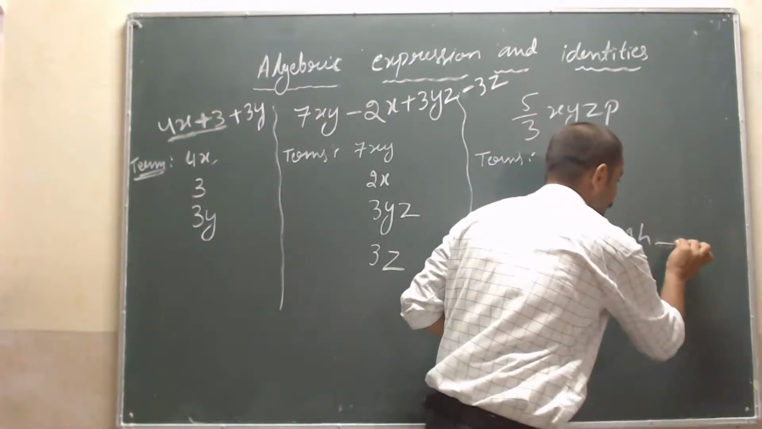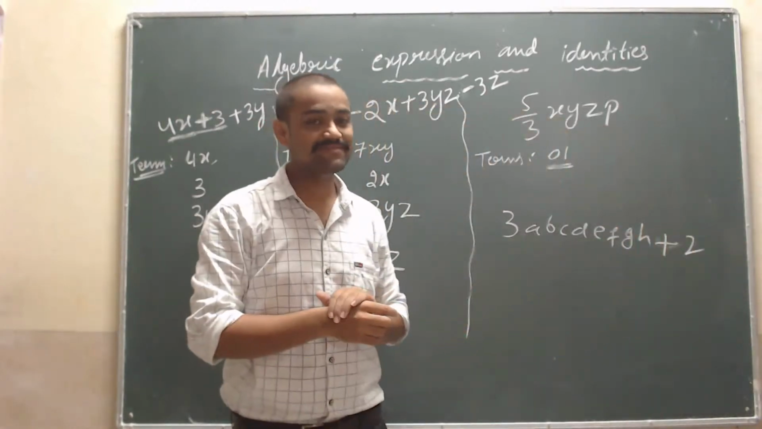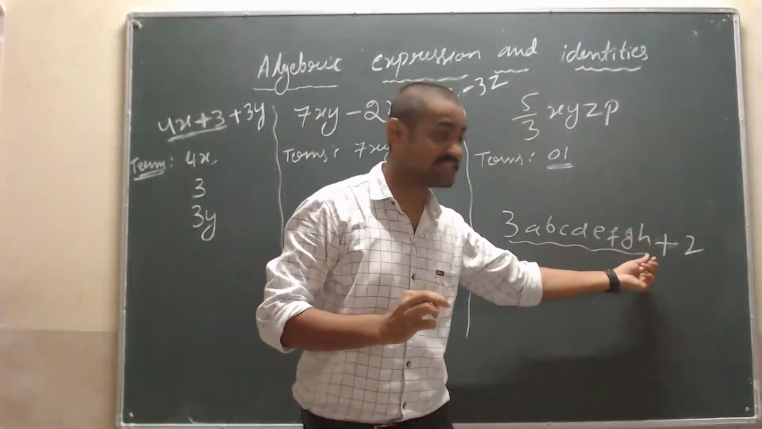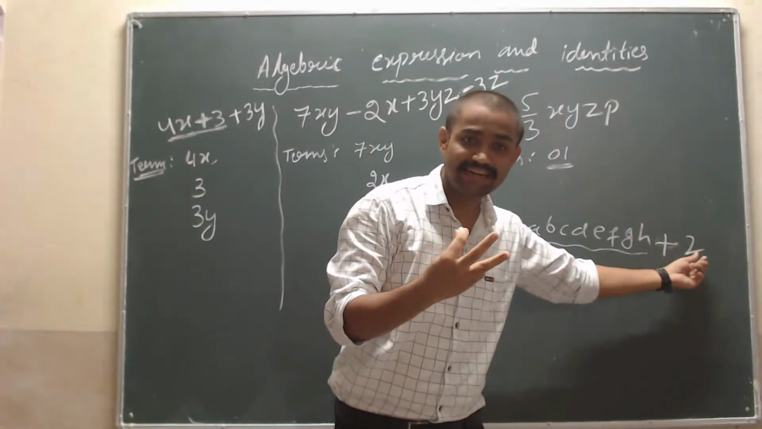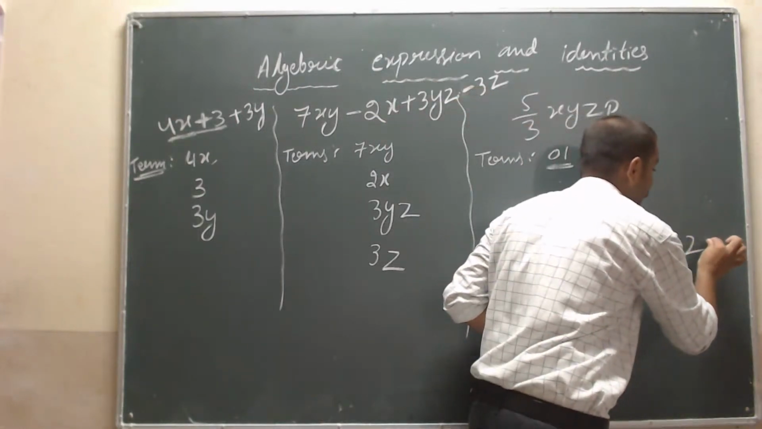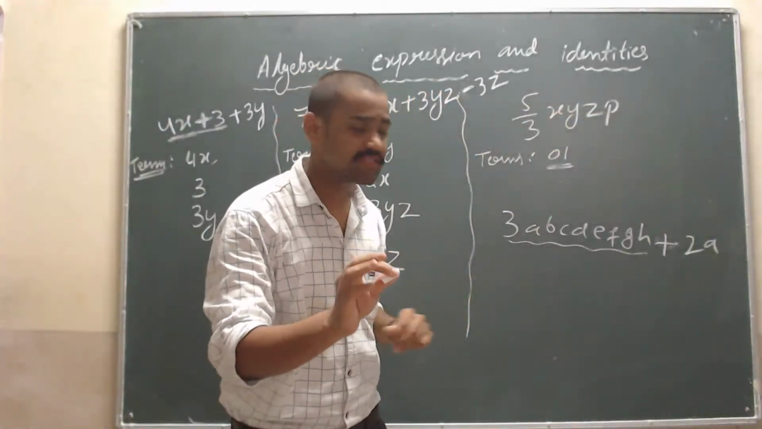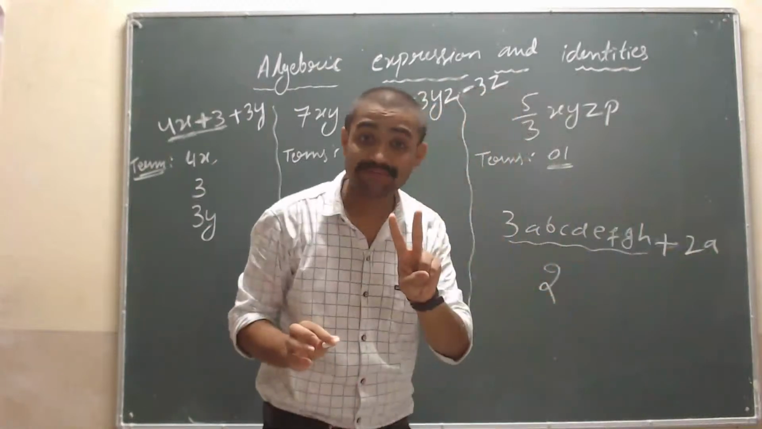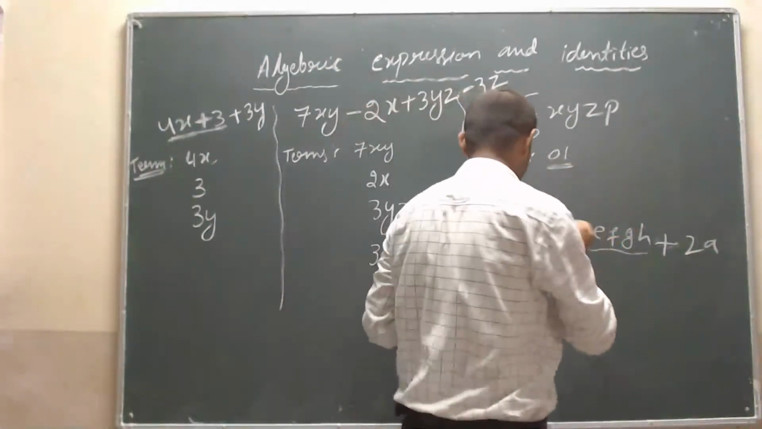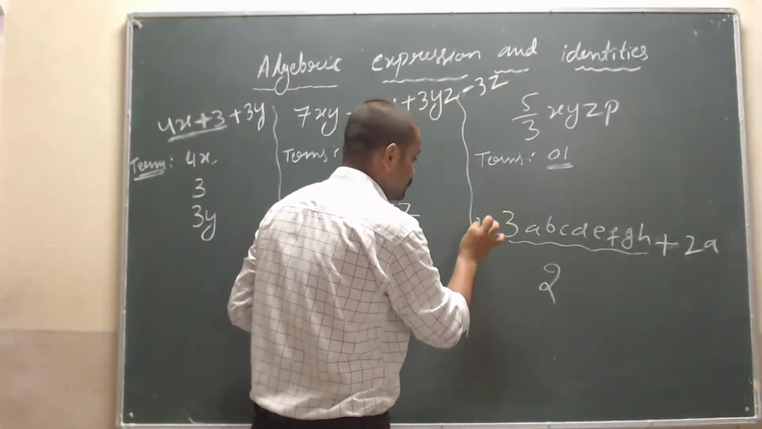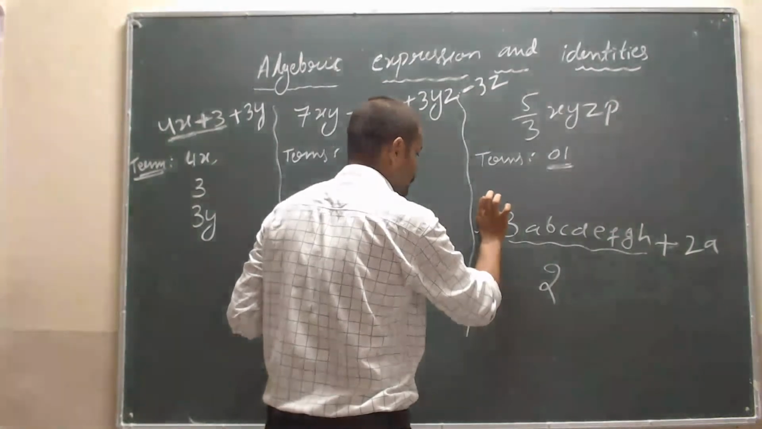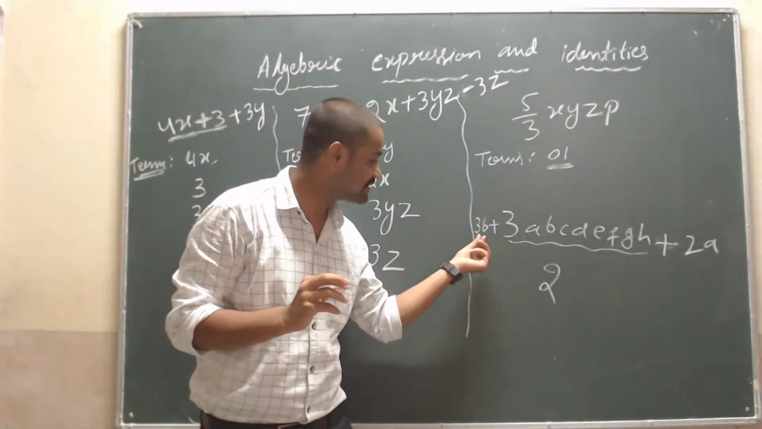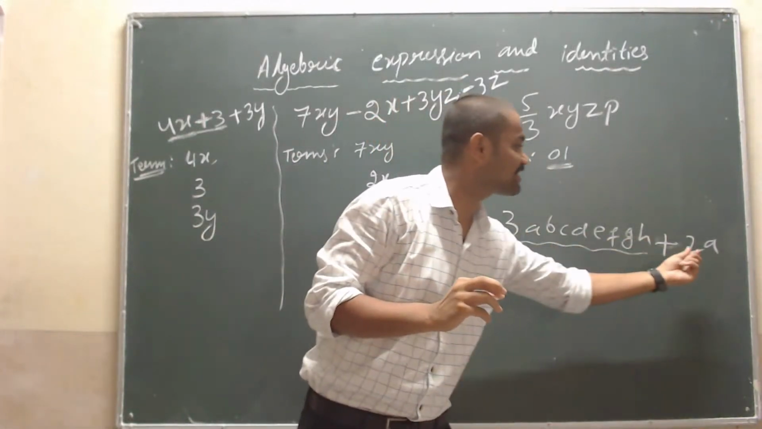If plus 2 is there, how many terms? 2 terms. The first one is this one, and the second one is 2. Is it clear? Again, plus 2a. How many terms, students? This is one term and this is the second term. 2 terms. Suppose one more time, plus 3b. The first term is this one, the second term is 3b, and the third term is 2a.